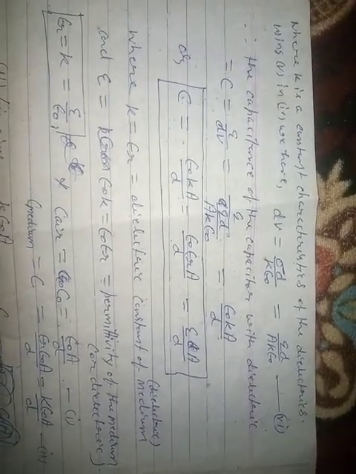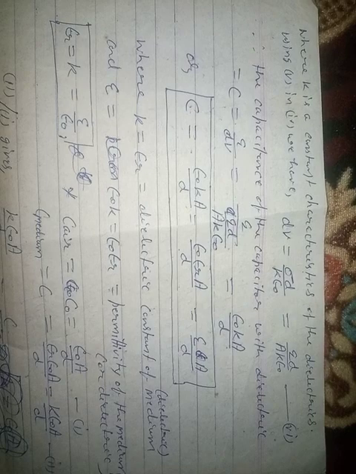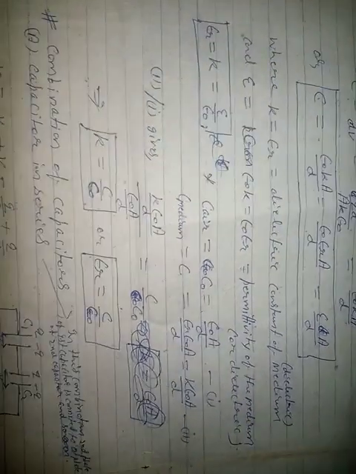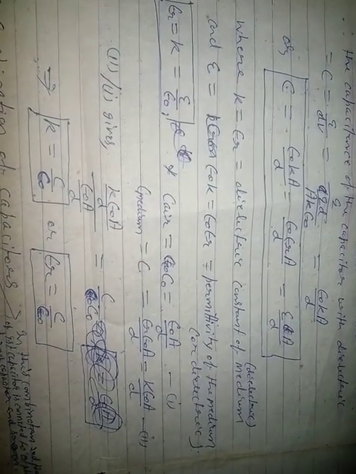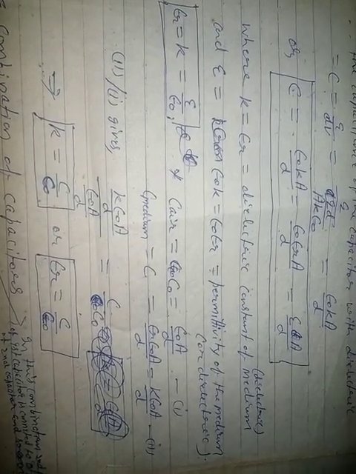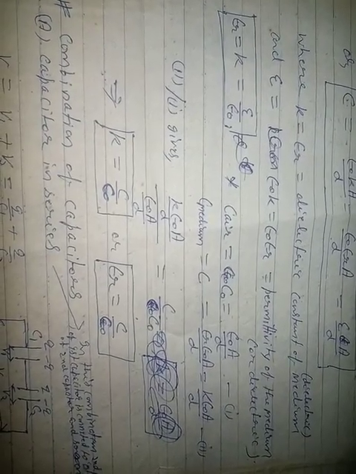Hence the capacitance of the capacitor with dielectric, C equals Q by dV equals Q by Q d by A k epsilon naught, equals epsilon naught k A by d, or C equals epsilon naught k A by d equals epsilon naught epsilon r A by d equals epsilon A by d, where k equals epsilon r equals dielectric constant of the medium, that is the dielectric, and epsilon equals epsilon naught into epsilon r, the permittivity of the medium or dielectric. So we have epsilon r equals k equals epsilon by epsilon naught.